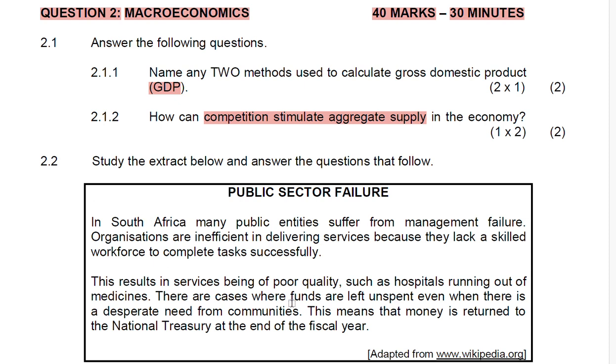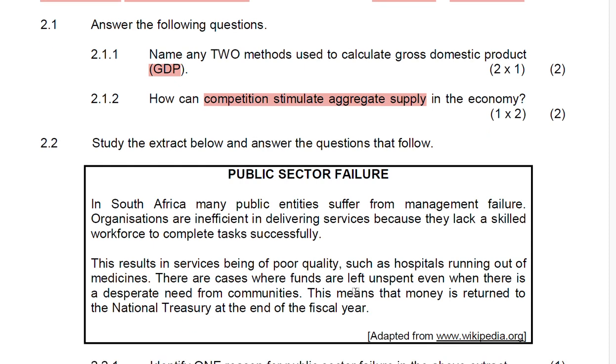So in this case, it was adapted from the Wikipedia. Now let us read what is in this article. Public sector failure. In South Africa, many public entities suffer from management failure. Organizations are inefficient in delivering service because they lack a skilled workforce to complete tasks successfully. This results in service being of poor quality, such as hospitals running out of medicines.